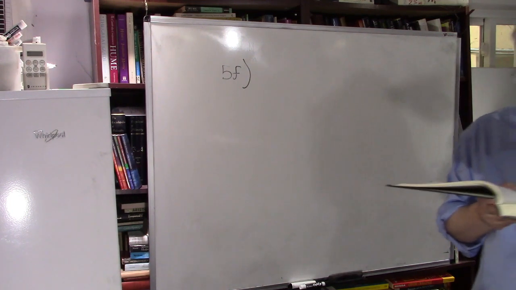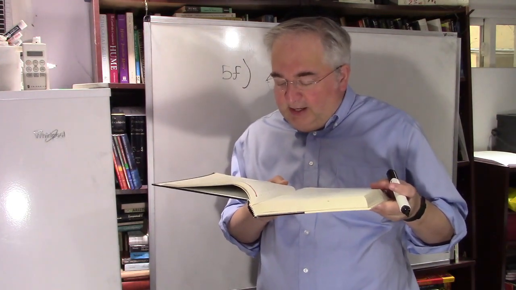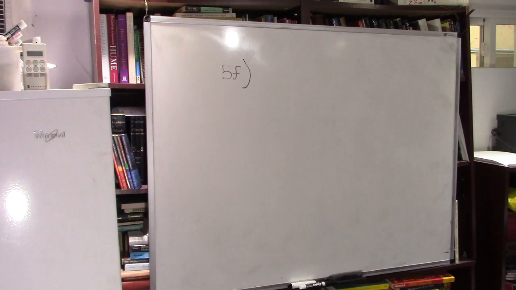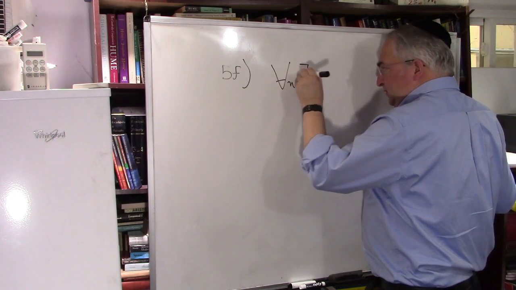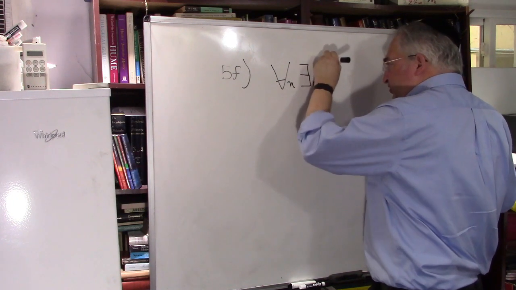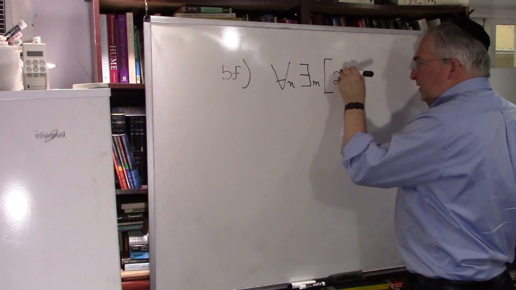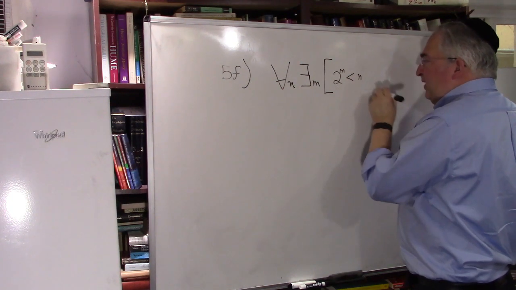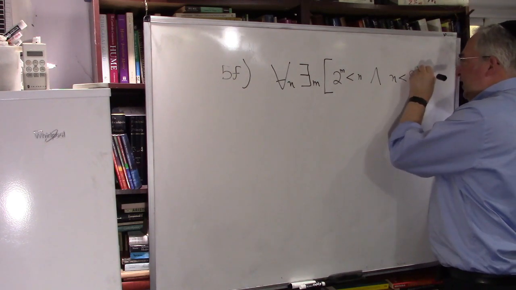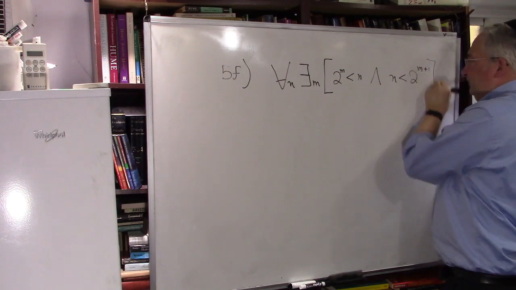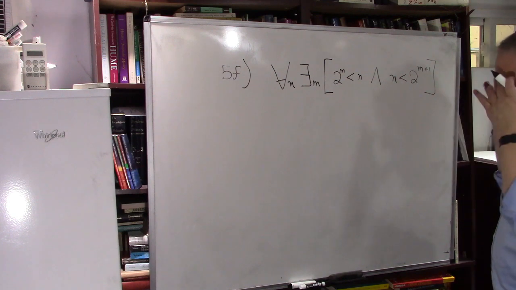For every n a member of N, there exists an m such that 2 to the m is less than n, and n is less than 2 to the m plus 1. So let's write it: for every n, there exists an m such that 2 to the m is less than n, and n is less than 2 to the m plus 1. Okay, so that's a statement of it. And let's just think about it.